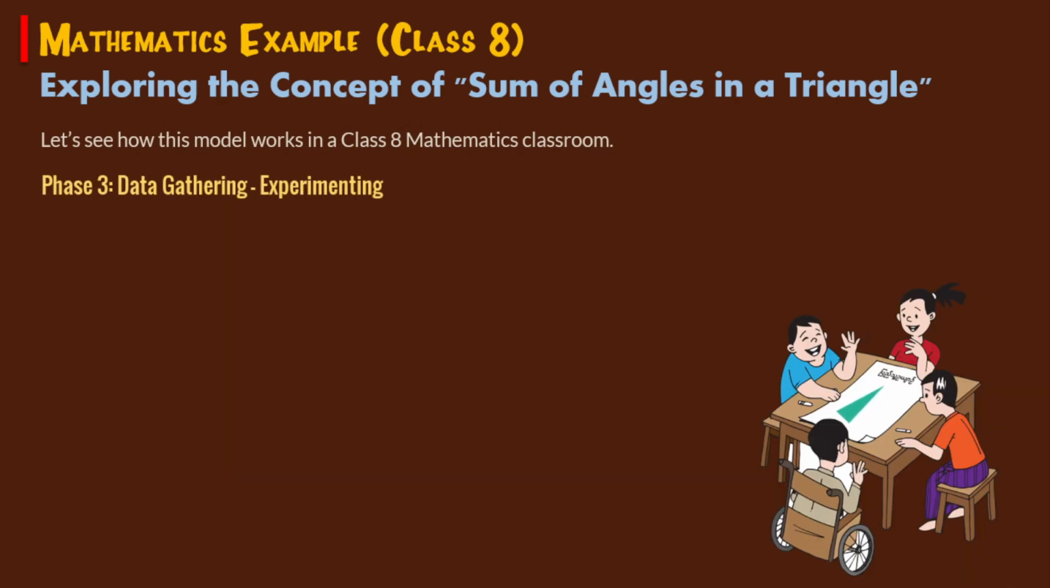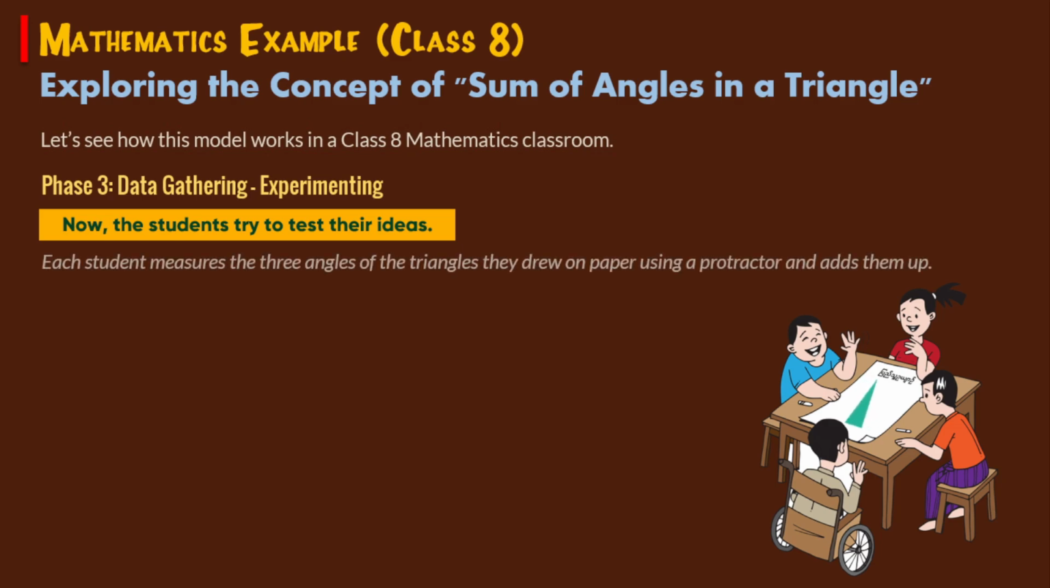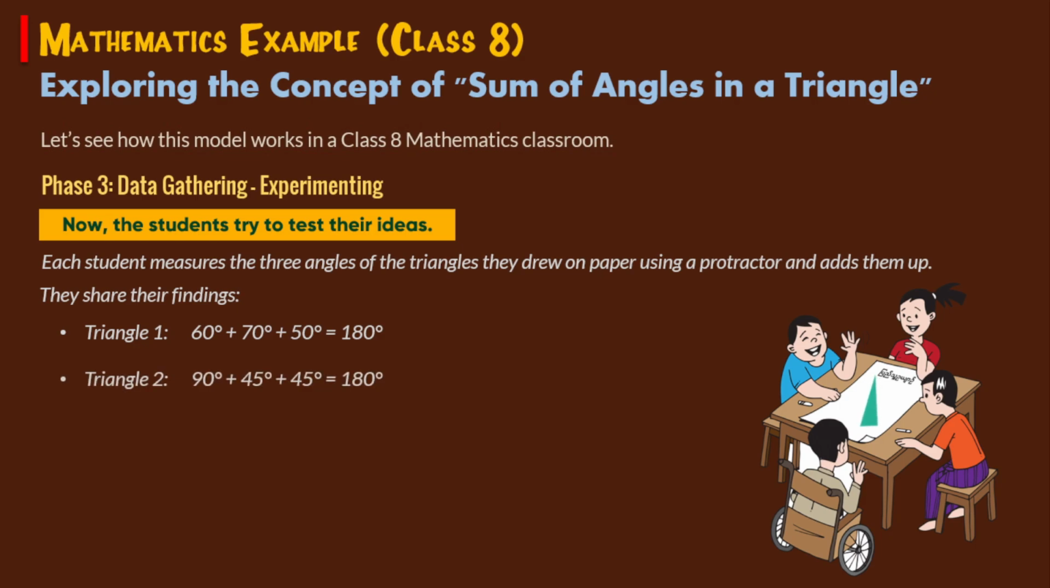The third phase is experimenting. Now, students try to test their ideas. Each student measures the 3 angles of the triangles they drew on paper using a protractor and adds them up. They share their findings. Triangle 1, 60 plus 70 plus 50 equals 180. Triangle 2, 90 plus 45 plus 45 equals 180. Triangle 3, 100 plus 40 plus 40 equals 180 degrees. Now they begin to notice a pattern.